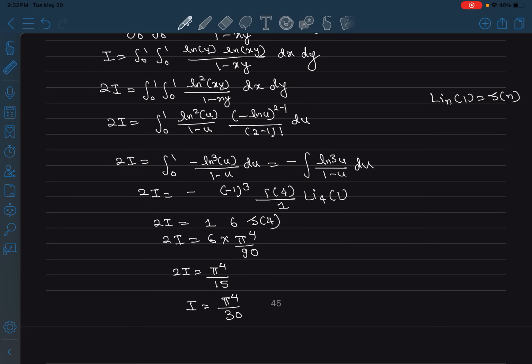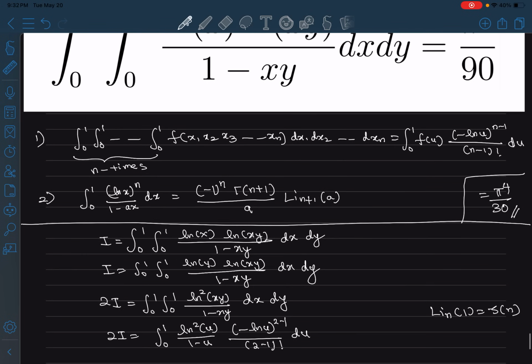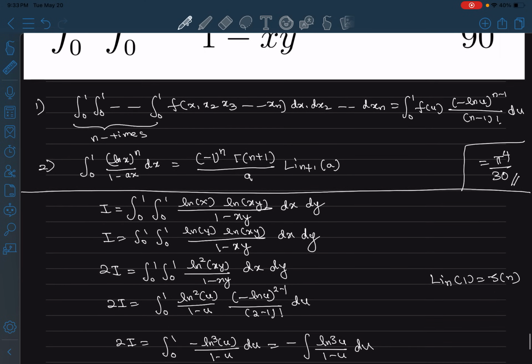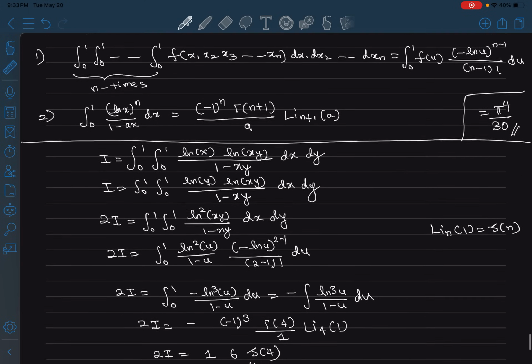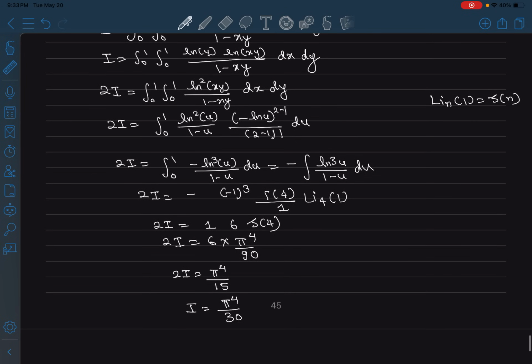To summarize, first of all, we used the fact that the domain was symmetric, and then we added those two integrals and got a form where we could use the first formula, and then again we used the second formula, and we got the answer. Also, we used the fact that Li_n of 1 is zeta of n.